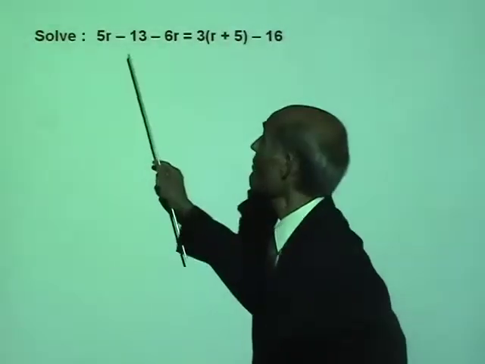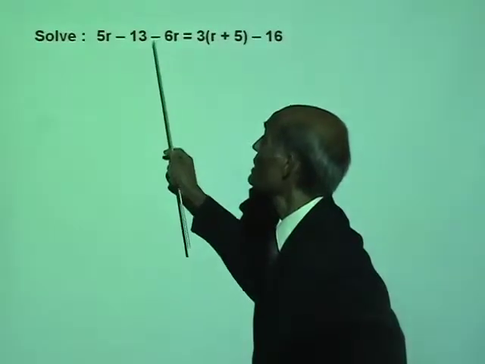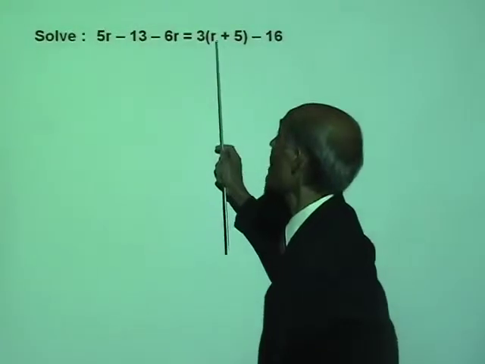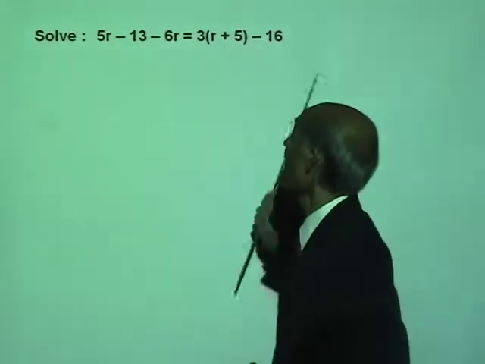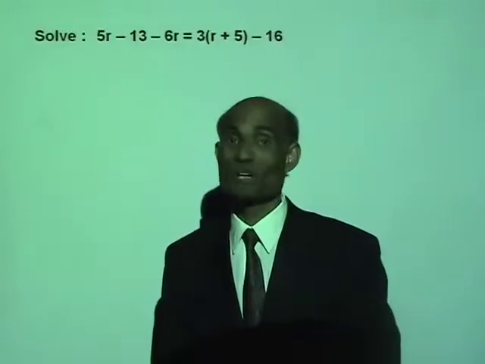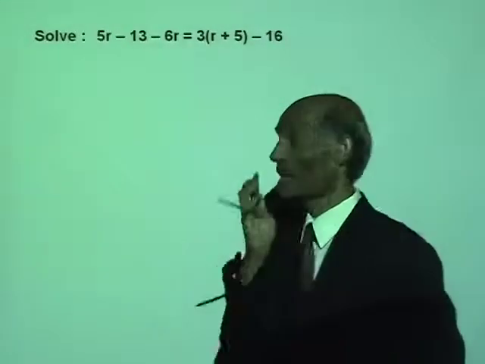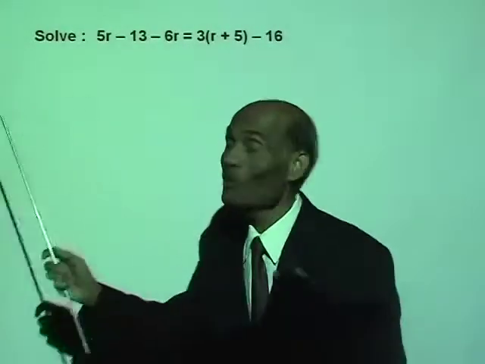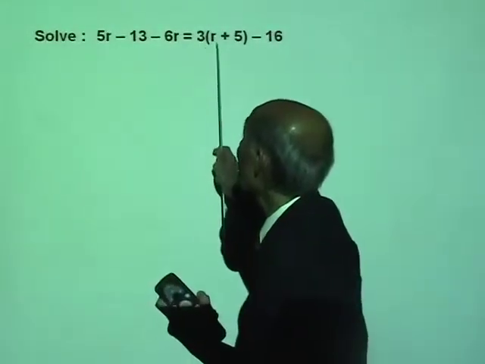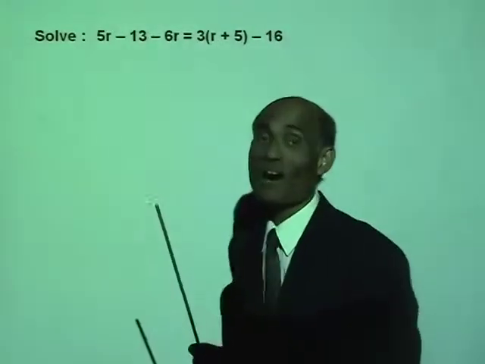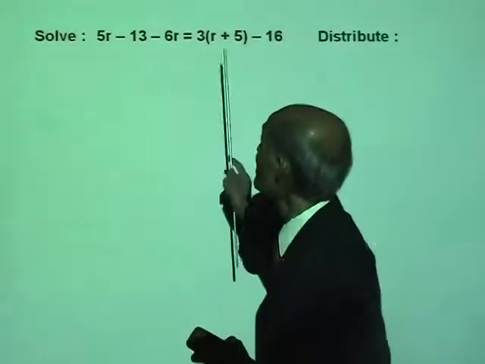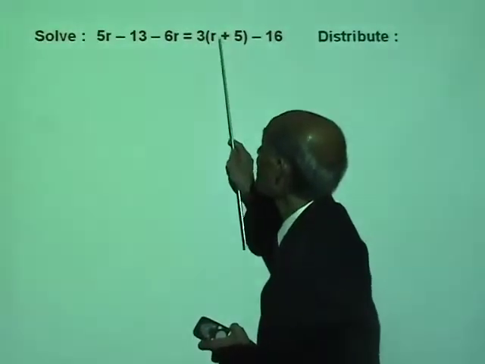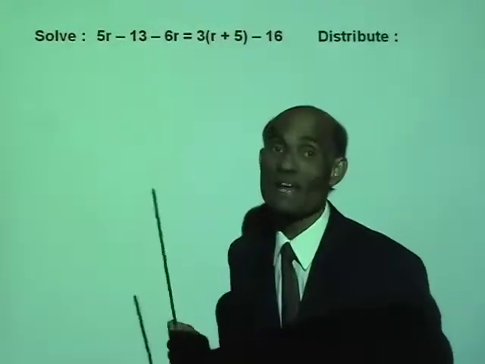Solve 5r minus 13 minus 6r equal to 3 times r plus 5 minus 16. Well, you notice that on the right side, the terms are not simple. The terms become simple when you finish distributing the 3 onto the r plus 5. So the first thing to do is to distribute the 3 into the r plus 5. You know how to do that now.